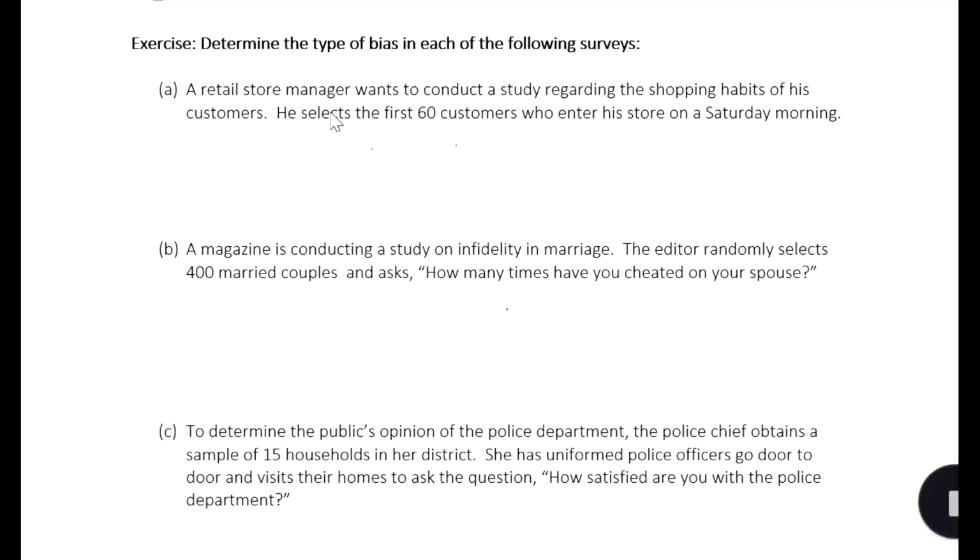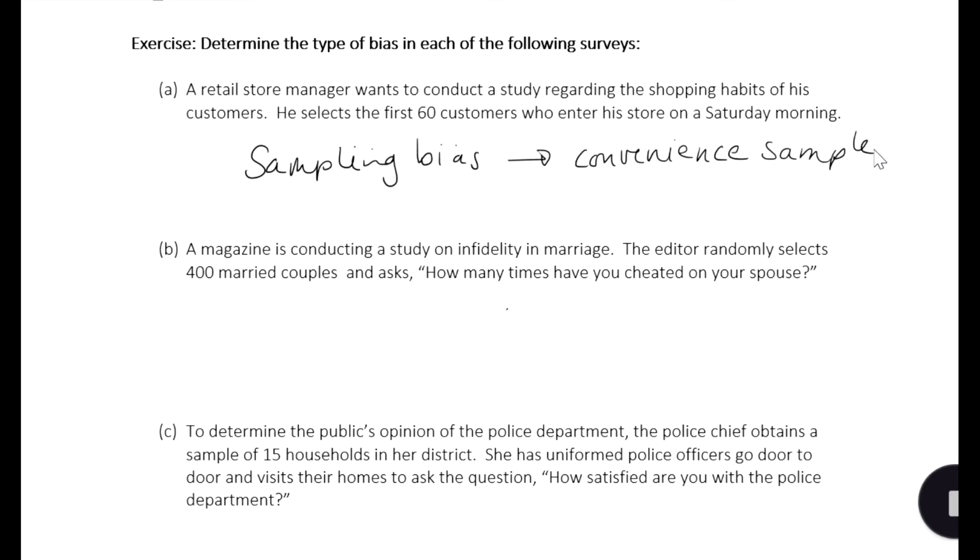Because they did not employ a sampling method that makes the sample representative of the population, this would be a sampling bias. Specifically, this is a convenience sample, and those who were sampled were those who were conveniently accessible.